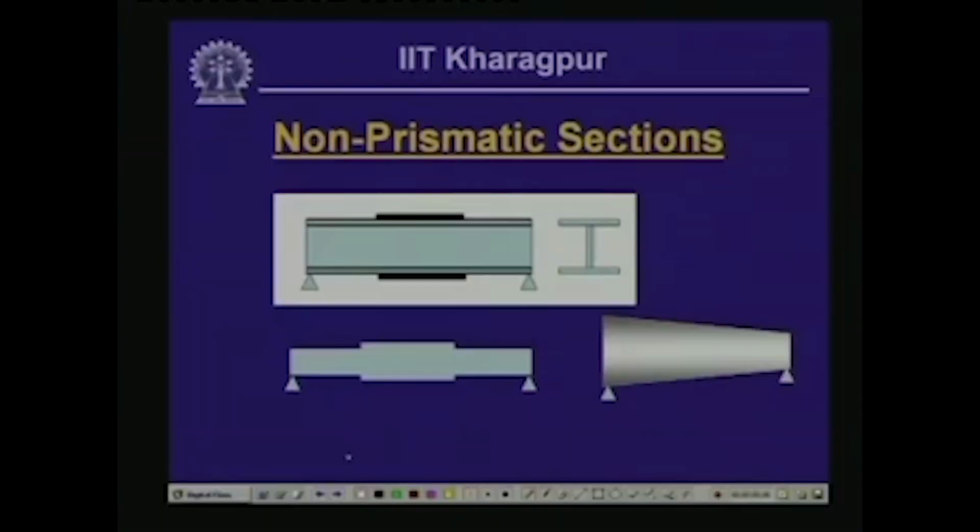Now, many times for economic reasons we use this I cross section of the beam. As you have seen, a cross sectional area in the form of an I is useful because the areas are massed away from the neutral axis, and as a result this particular section contributes more to the moment of inertia I.